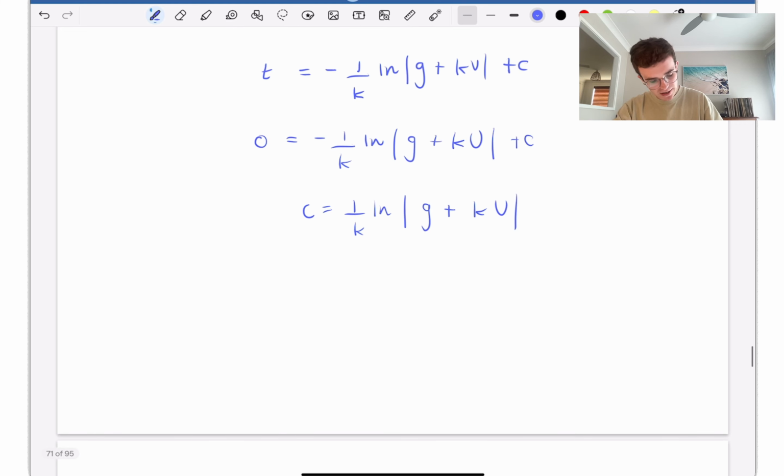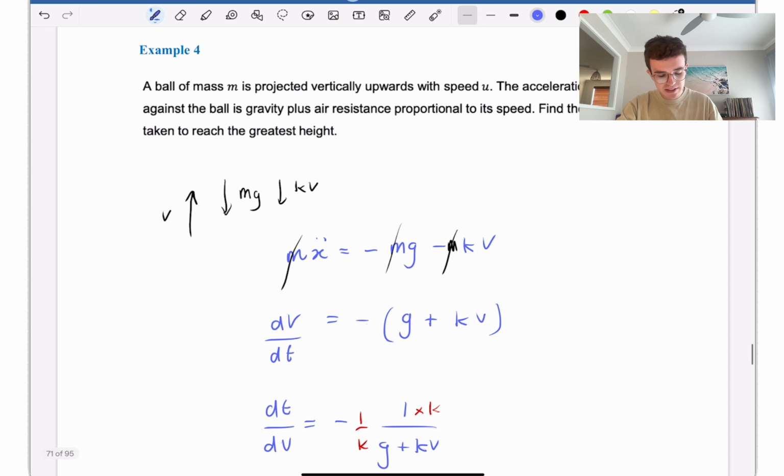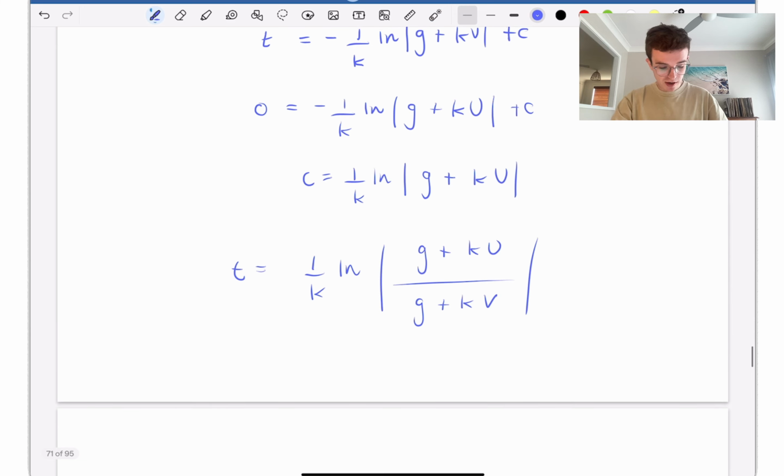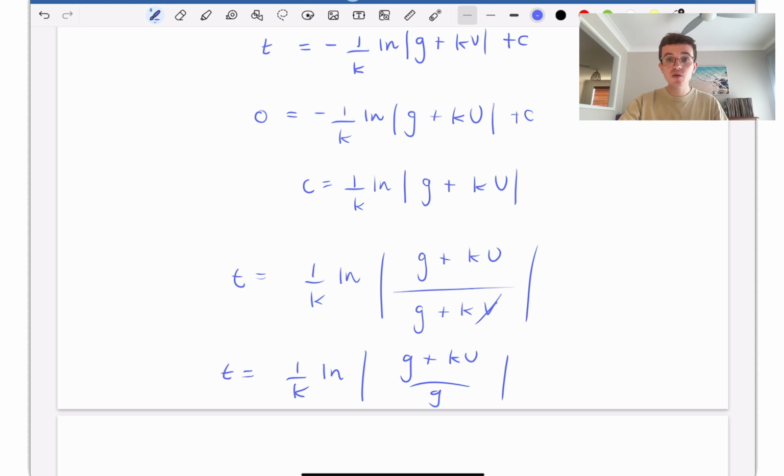Now if we have a go at combining this using our log laws, this one has a minus here, which means that's going to go on the bottom. So it's 1 on k, ln of g plus ku over g plus kv. That's our equation. We just got to now answer the question. It says, find the time taken to reach its greatest height. Greatest height, back from our work with extension 1, projectile motion, occurs when velocity is 0. So we're just going to set that to be 0. 1 on k, ln g plus ku on g. Done. Okay, that's vertical resisted motion.